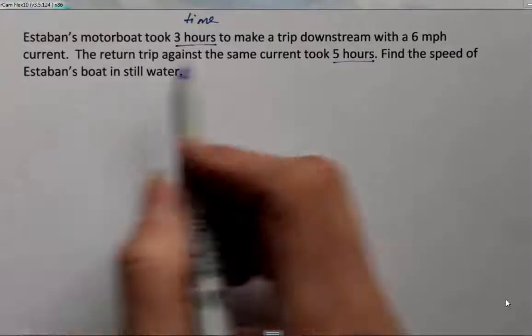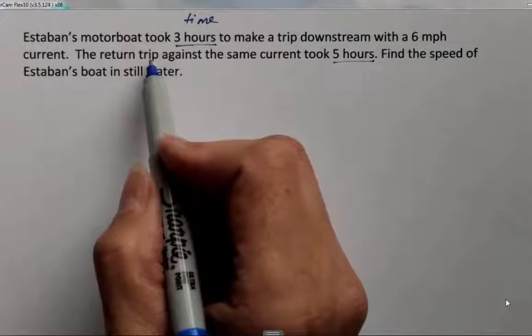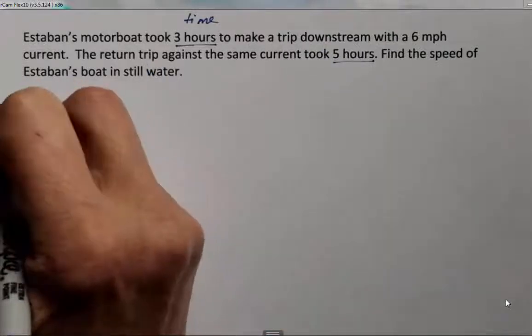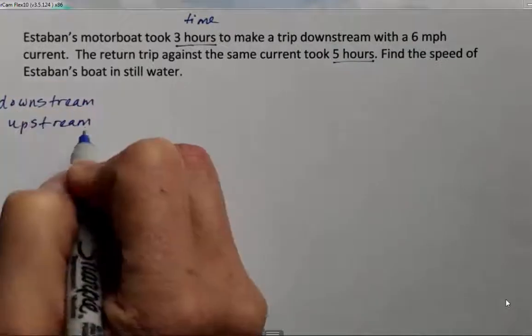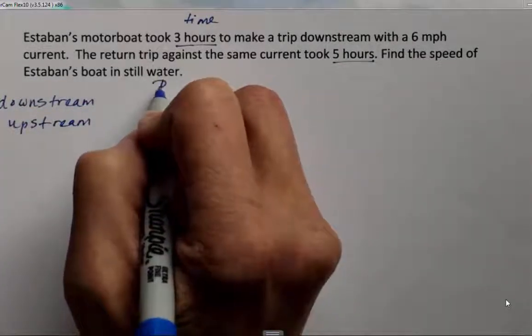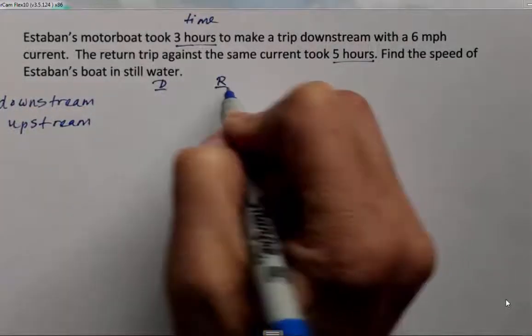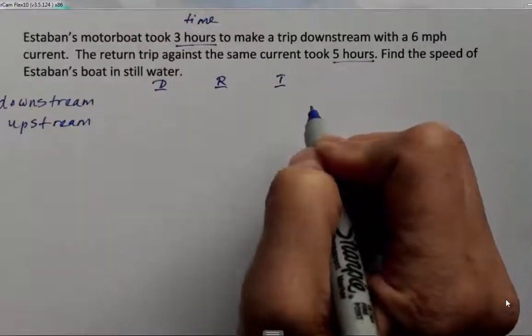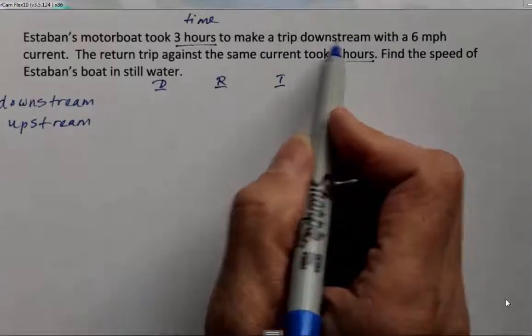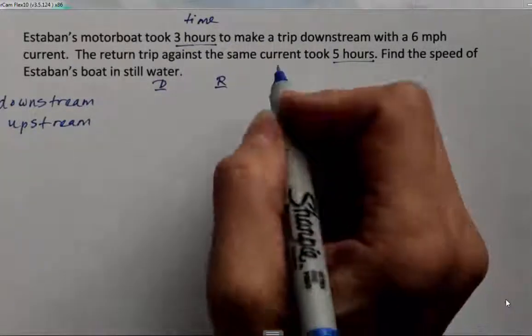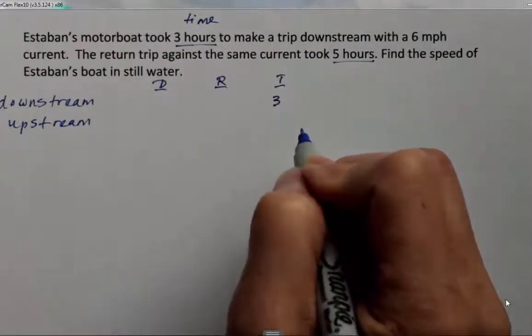So it looks like we're going to be going downstream and then coming back upstream. So that's how I'm going to label my rows, downstream and upstream. And then I'm going to have a distance that I'm going to travel, a rate, and a time. And then I'm going to start to fill in my columns. Well, it's saying right here that to go downstream it took Esteban 3 hours. So I'm going to put that under my T column.